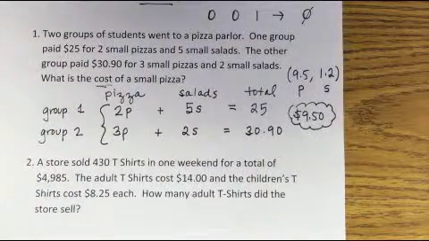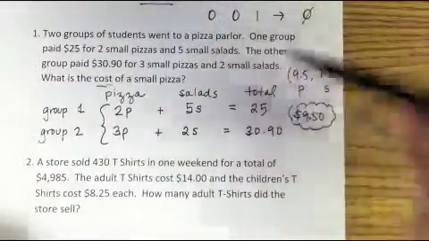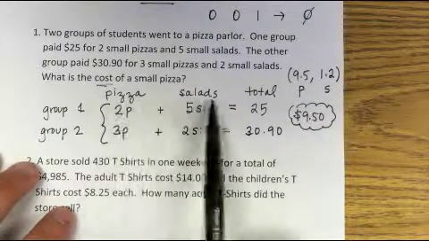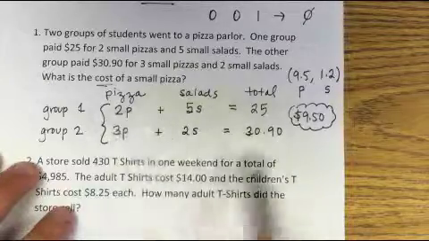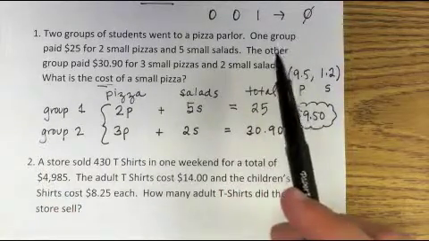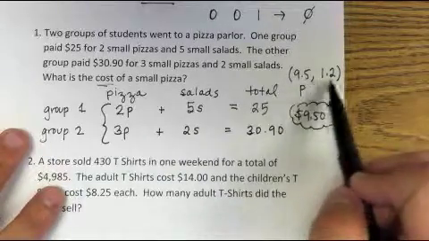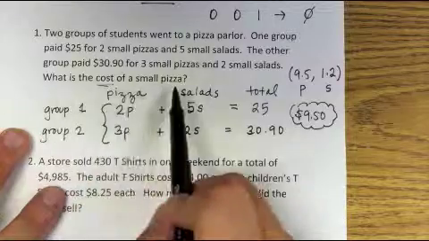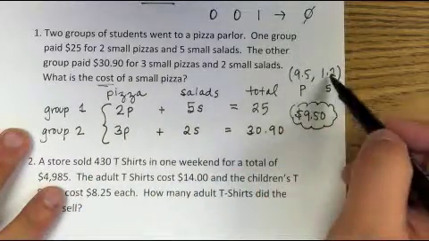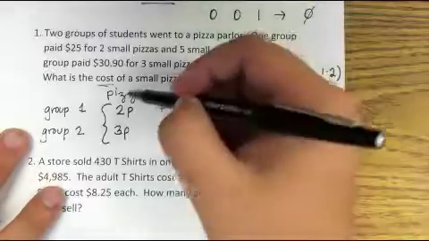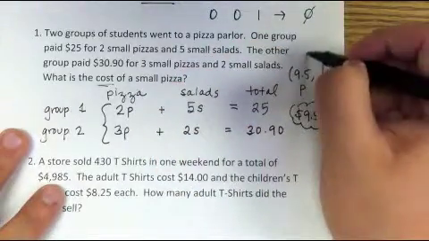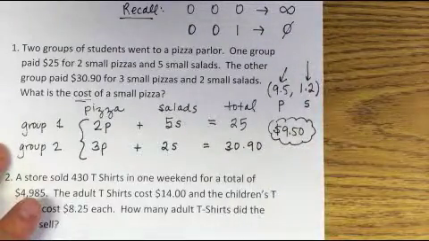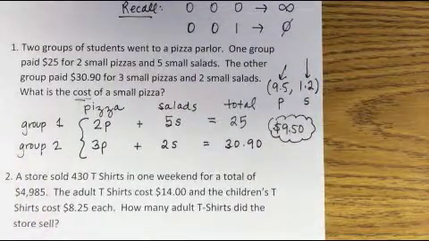Okay, so just to sort of recap, what did I do here? I set up my two equations, okay, clearly labeled my variables, and got all that set up, entered it into the calculator, and then this popped up, this intersection point, 9.5 and 1.2. Now, it asked you for what was the cost of a small pizza. So I had to decide which one of these was going to be pizza. Well, since you put pizza first, the first number in your intersection point is pizza. This 1.2 is the salads. Okay? All right, let's look at number 2.